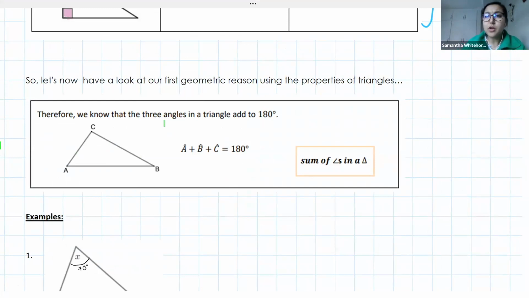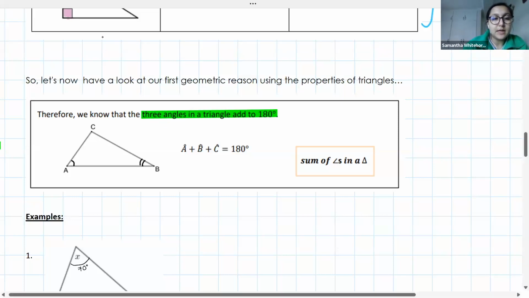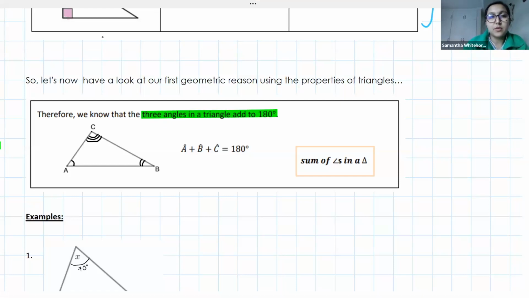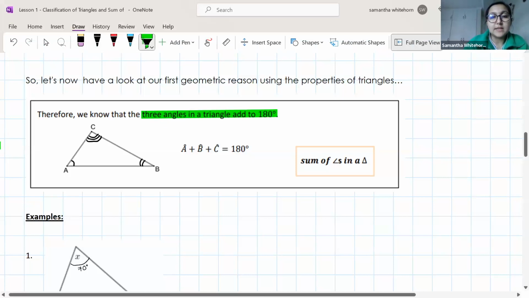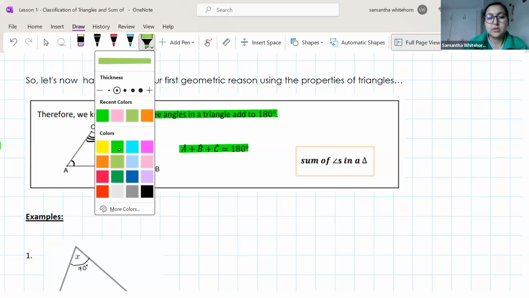So the first reason that we're going to have a look at is the fact that all 3 angles inside a triangle add up to 180 degrees. So if we had a look at this diagram here, we don't know what size these angles are, but if I took angle A plus angle B plus angle C, so I'm adding up all three of those angles, I will always get 180 degrees. Anytime you have a triangle, if you add up the interior three angles, you will get 180 degrees.